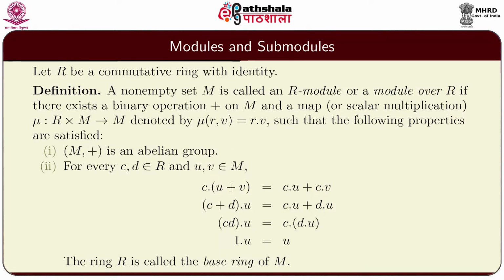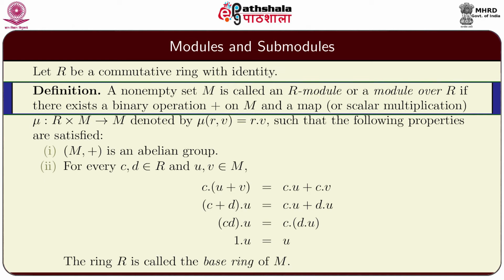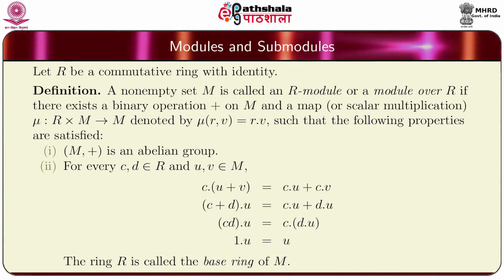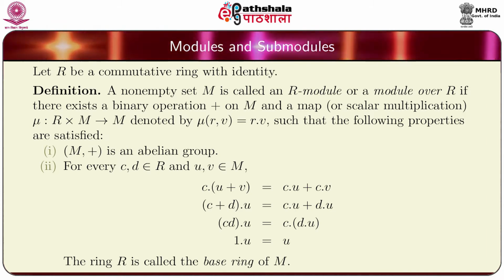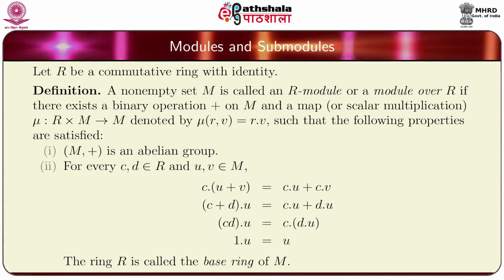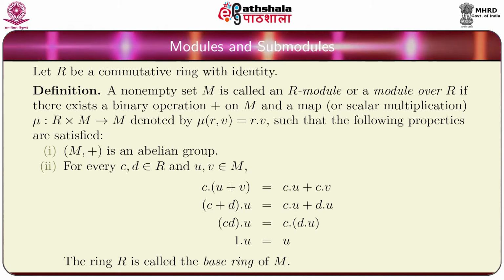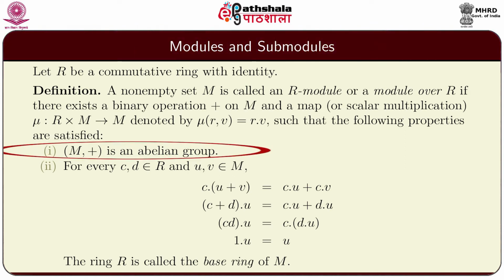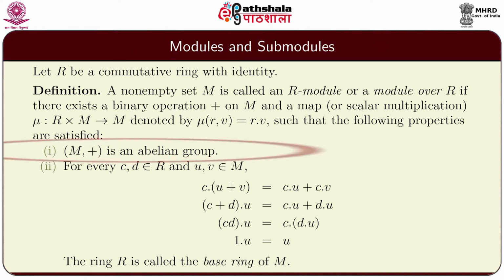Let R be a commutative ring with identity. A non-empty set M is called an R module or a module over R if there exists a binary operation plus on M and a map or scalar multiplication mu from R cross M to M, which we denote by mu of (r, v) equal to r dot v, such that the following properties are satisfied. 1. M with respect to plus is an abelian group.